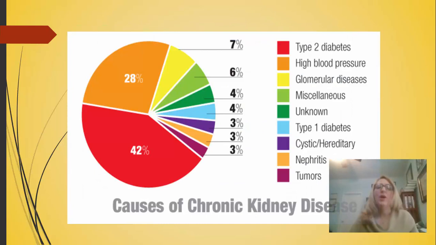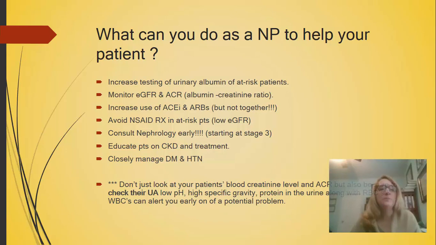The two primary causes of chronic kidney disease are diabetes and hypertension. In the U.S., about 70% of the population that has chronic kidney disease has these causes. So diabetes and hypertension are the primary culprits.